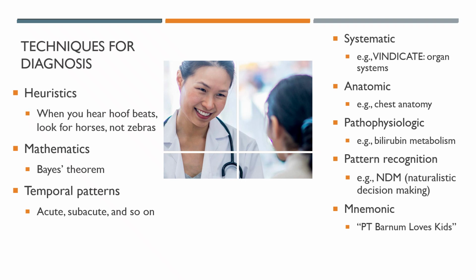Anatomic reasoning: diagnosing based on location in the body, such as chest anatomy. Imaging systems and anatomic models are critical tools that engineers support. Then we have pathophysiological reasoning, linking systems to underlying biological processes, for example, bilirubin or metabolism. Lab equipment, analyzers, and clinical chemistry devices must be well calibrated to make this reasoning possible.